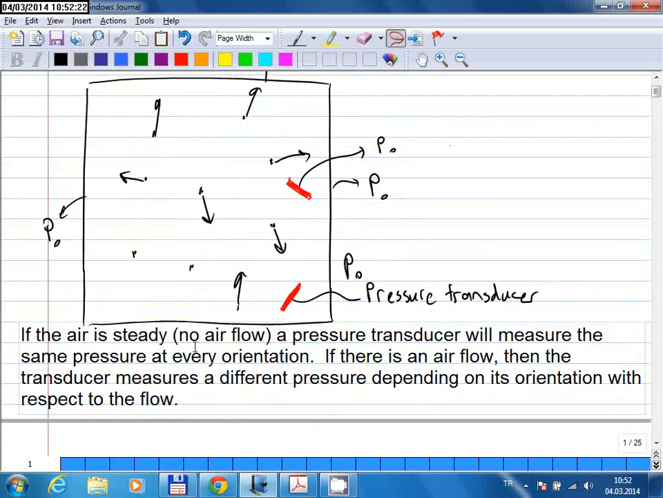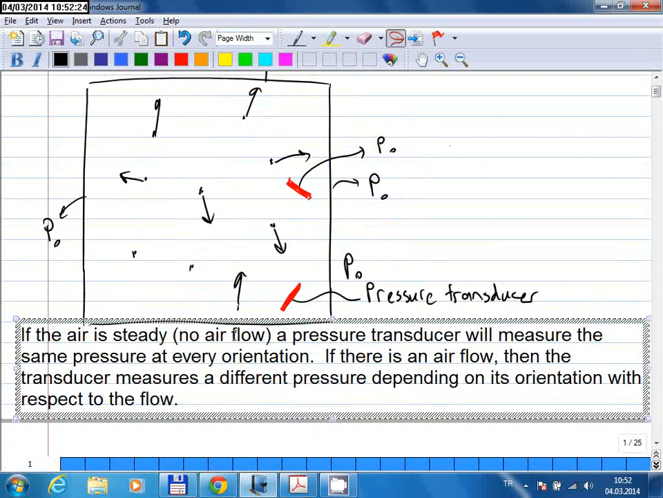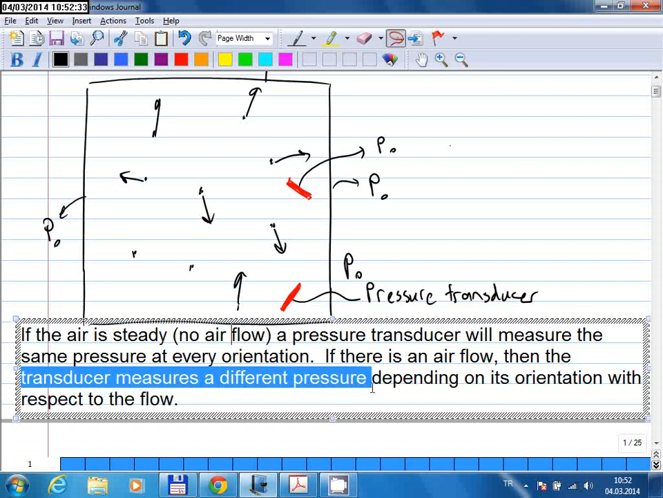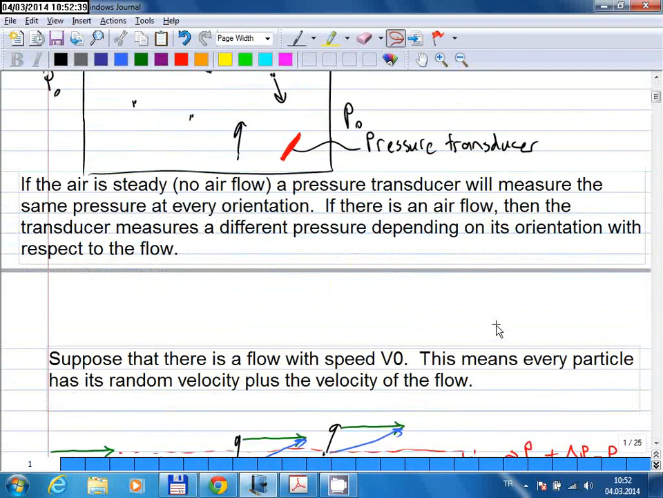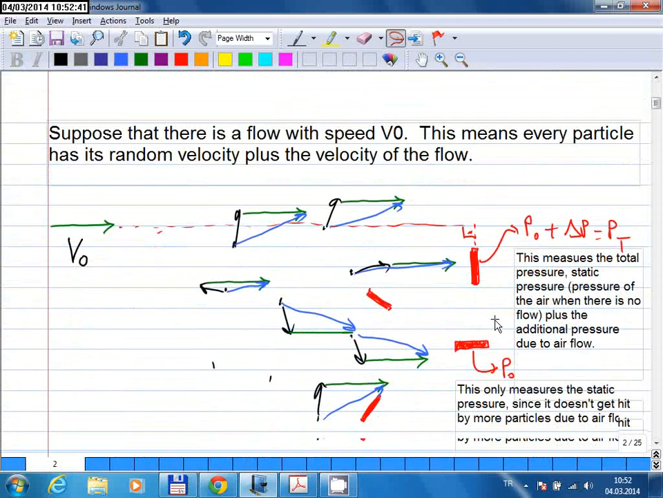Okay, so if the air is steady, that means when there is no motion, a pressure transducer will measure the same pressure at every orientation. If there is an airflow, then the transducer measures a different pressure depending on its orientation with respect to the flow. So let me tell you what I mean by that.